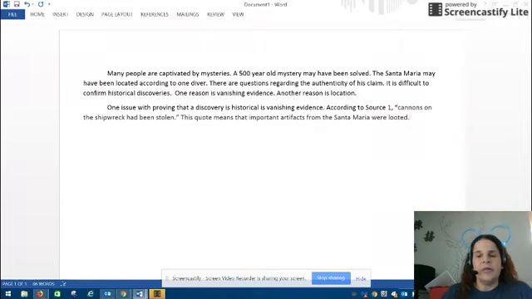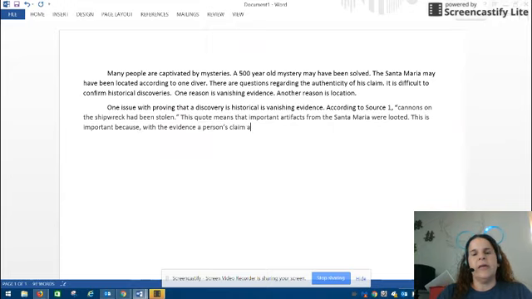So this is important because without the evidence, a person's claim cannot be proven. Or you could say this is important because the person that found something they think is old can't take it anywhere to be tested because they don't have it. Connect how not having something is going to make it hard to prove that it's old. Come up with it on your own.